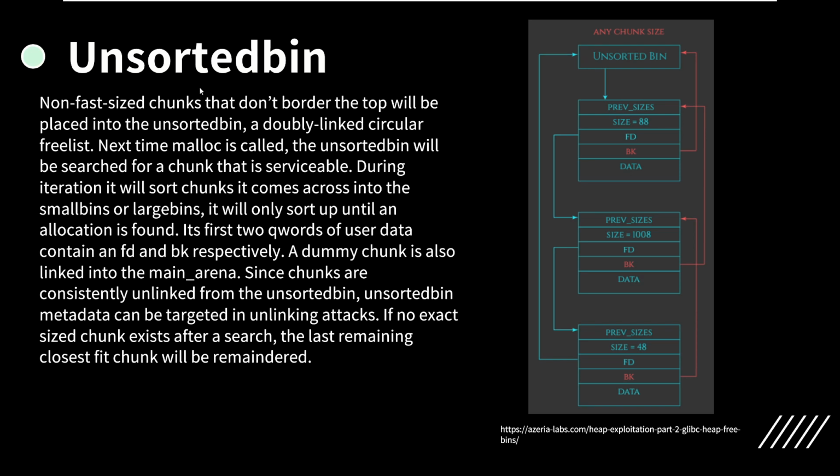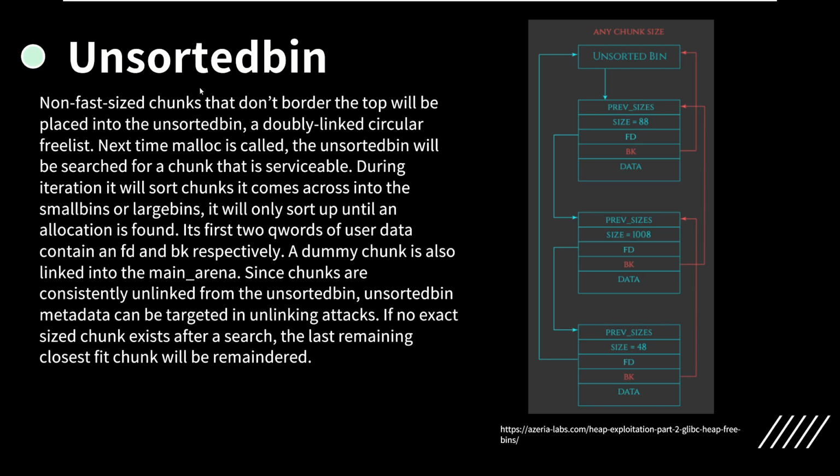Its first two quad words of user data contain an FD and BK respectively. We saw that. A dummy chunk is also linked into the main arena, which we also saw. And since chunks are consistently unlinked from the unsorted bin, metadata can be targeted in unlinking attacks, which are pretty cool, and we will talk about them briefly.